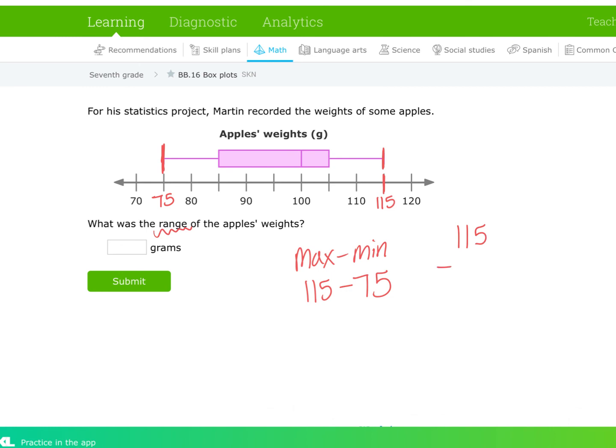115 minus 75. 5 minus 5 is 0. 11 minus 7 is 4. So the range in grams is 40.